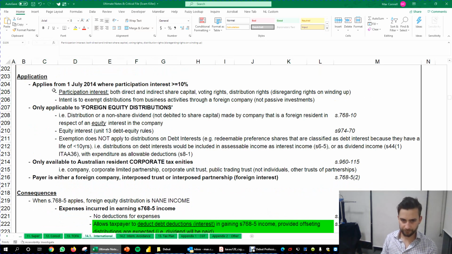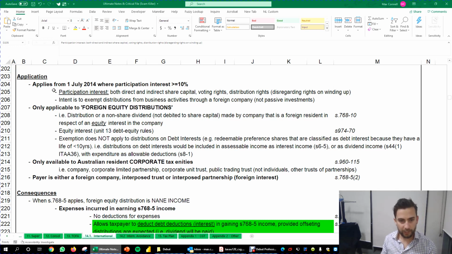The participation rule relates to both direct and indirect share capital, voting rights, and distribution rights. As long as you've got greater than 10%, it's applicable. It's only applicable to a foreign equity distribution, so it's a distribution or a non-share dividend made by a company that is a foreign resident. So the foreign entity must be a company. The exemption doesn't apply to debt interest. It must be an equity distribution, i.e. a dividend income.